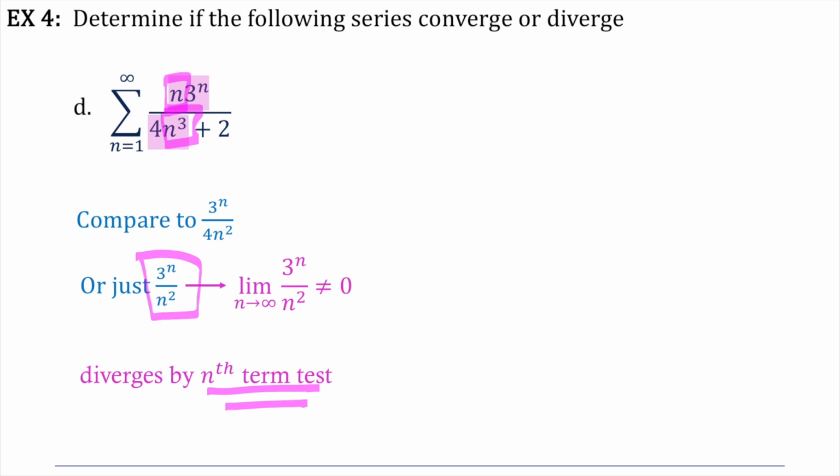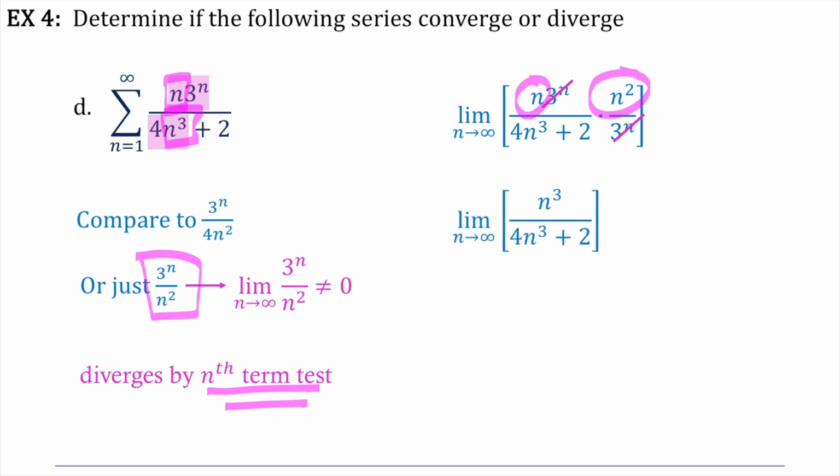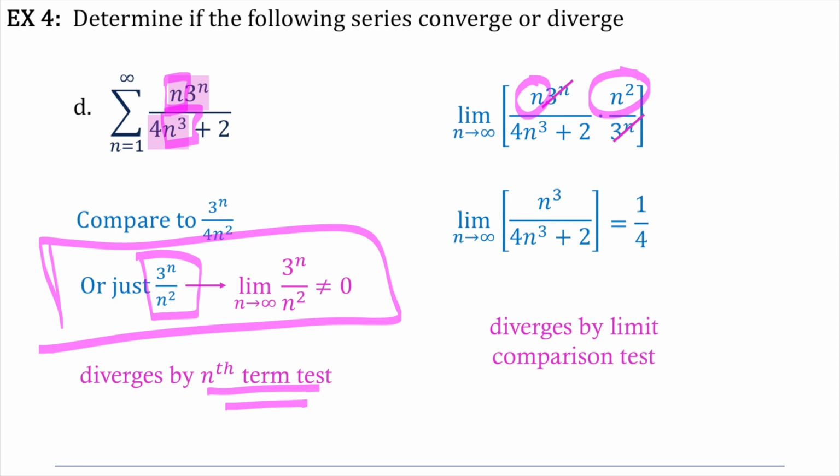So if we've got that down, now we can flip and multiply. And then this one's kind of fun because you can start canceling some stuff out. The 3 to the n's are gone. And then we've got an n and an n squared there. So we have a limit of 1/4. That's the number. Finite positive number. Therefore, since our comparison diverged, then our original also diverges by the limit comparison test.